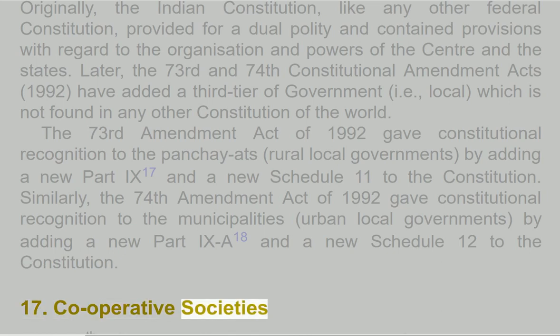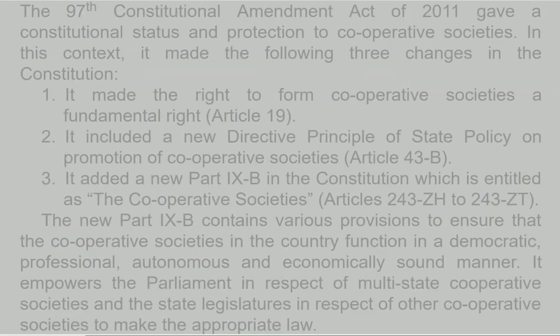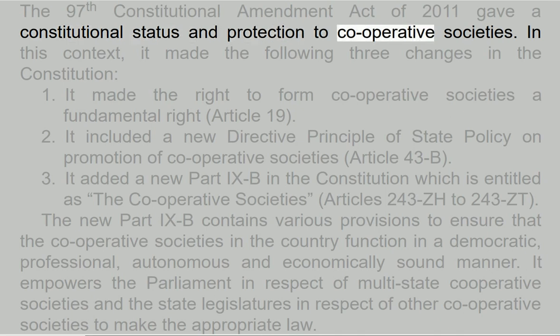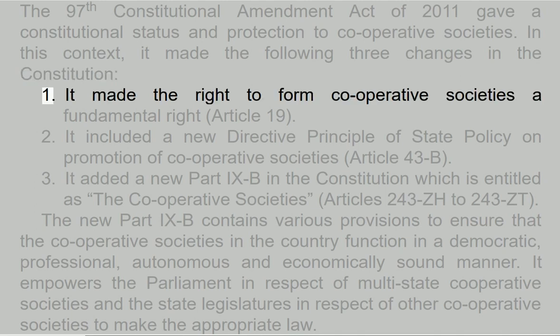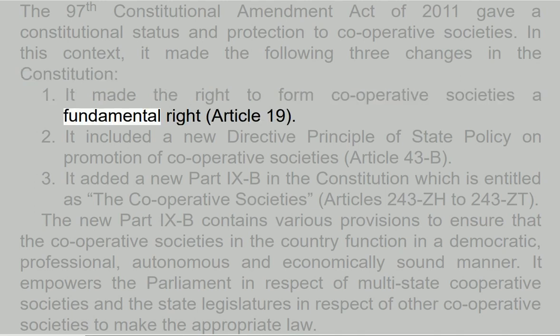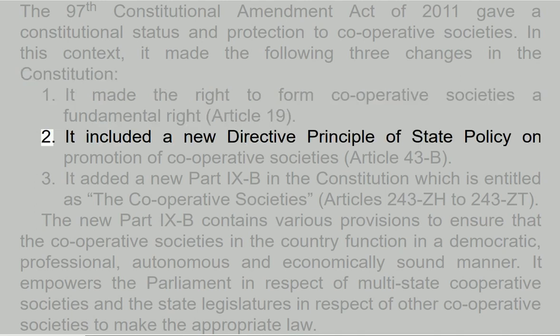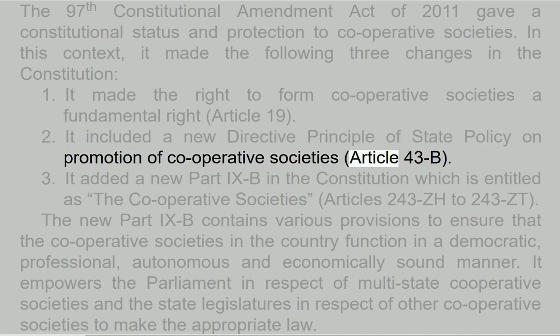17. Cooperative societies. The 97th Constitutional Amendment Act of 2011 gave a constitutional status and protection to cooperative societies. In this context, it made the following three changes in the Constitution. 1. It made the right to form cooperative societies a fundamental right, Article 19. 2. It included a new directive principle of state policy on promotion of cooperative societies, Article 43-B.